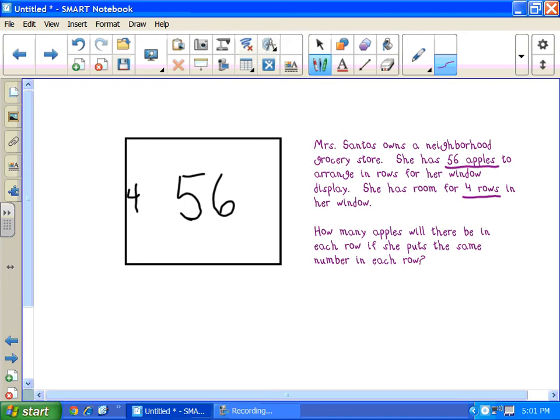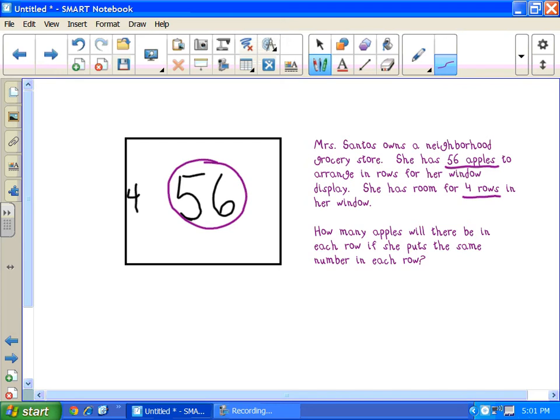The cards tell us the total number of squares in the array, just as we knew the total number of apples that Mrs. Santos had. So as you can see, on the back of this array card, this is the 56, just as we had 56 apples. But we know on the opposite side of the array card are 56 squares instead of apples. Still the same representation.